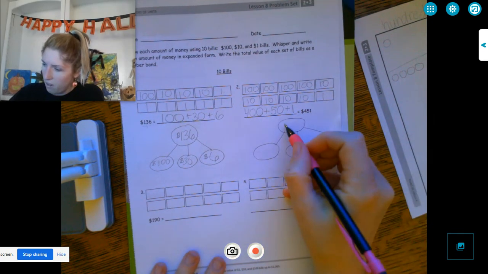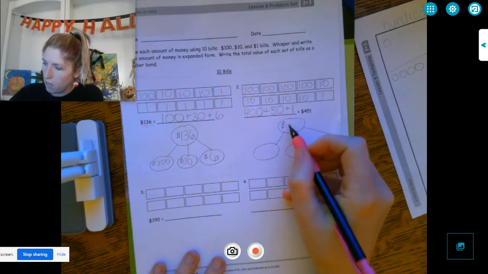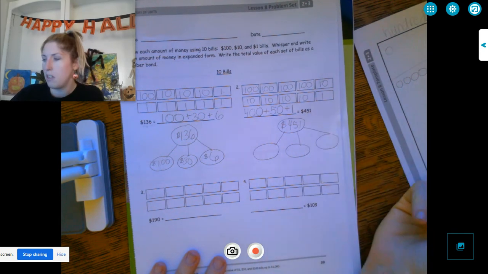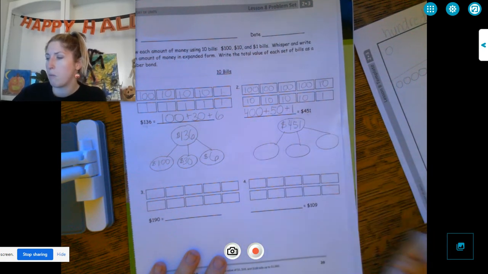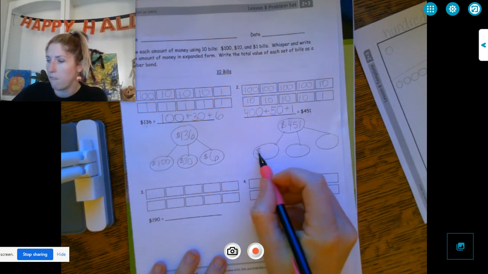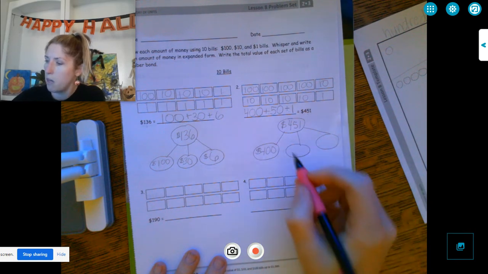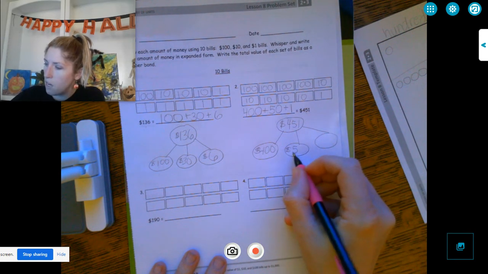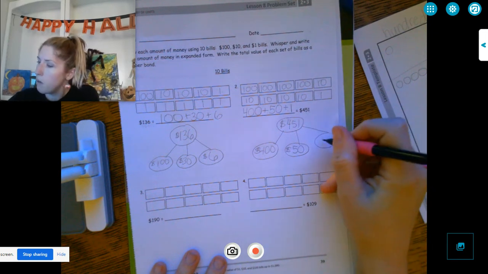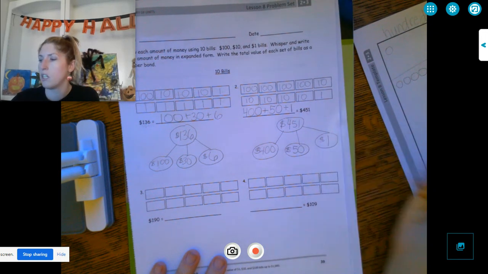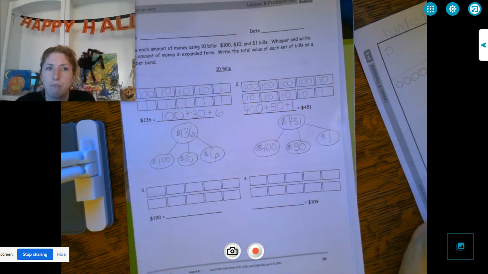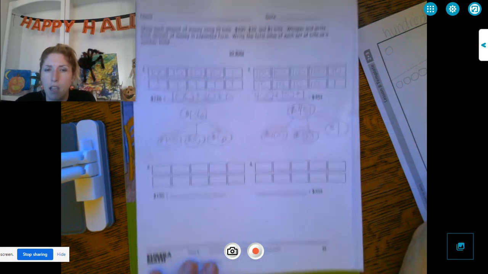Okay. Our whole is the $451, and our parts are these 3 parts we put into expanded form. So we have $400 as one part, and we have $50 as one part, and we have $1 as one part. Perfect.